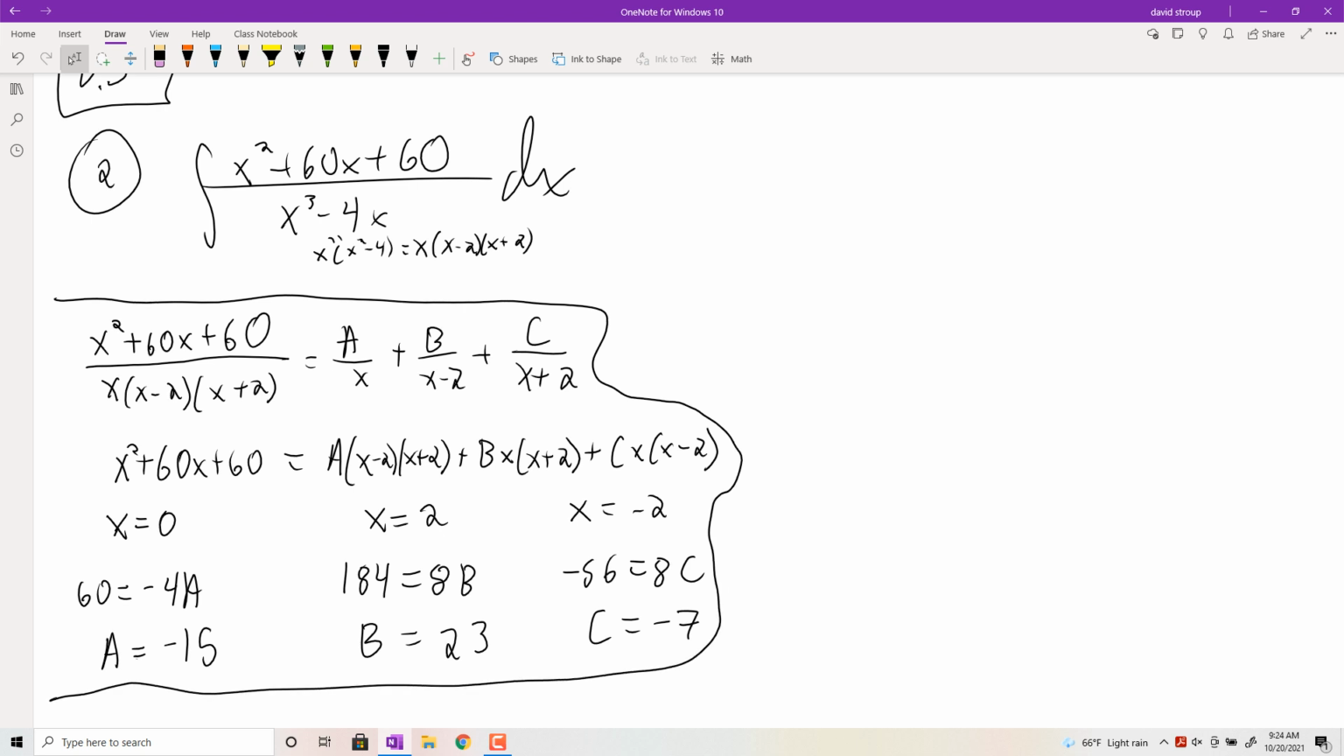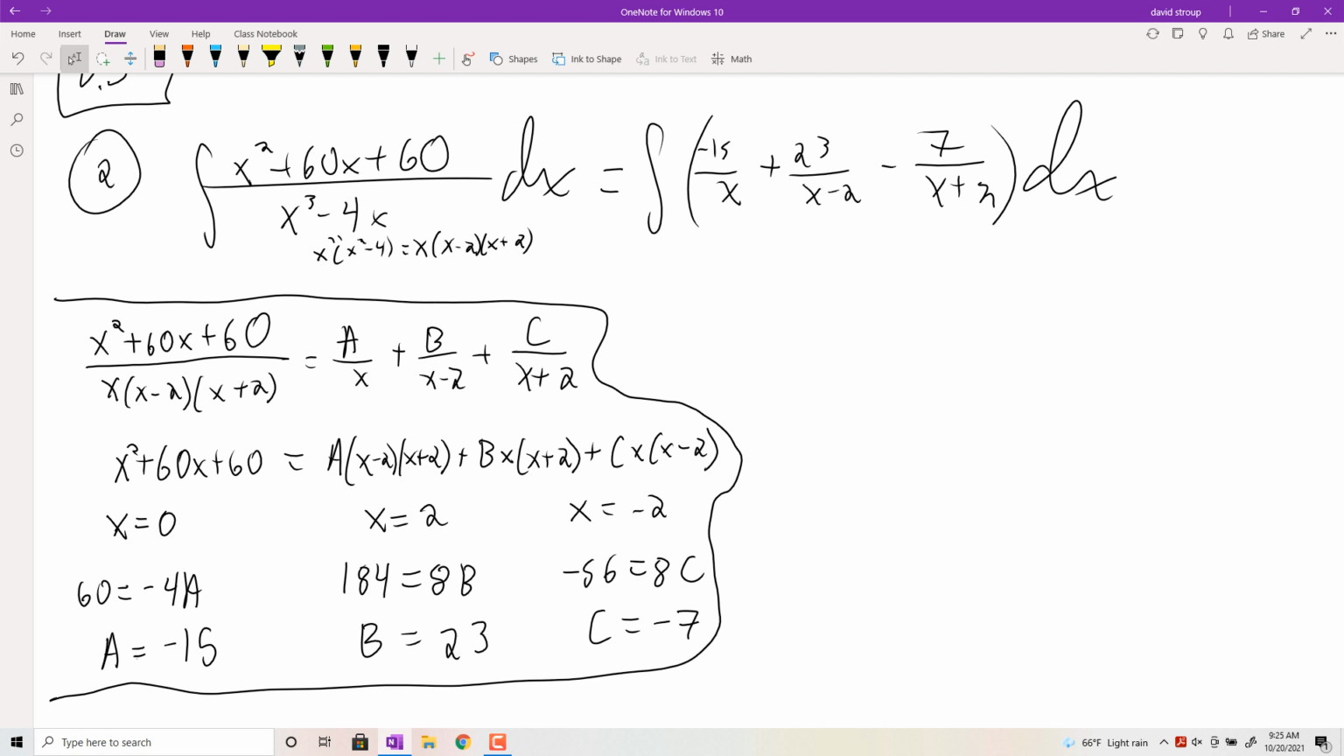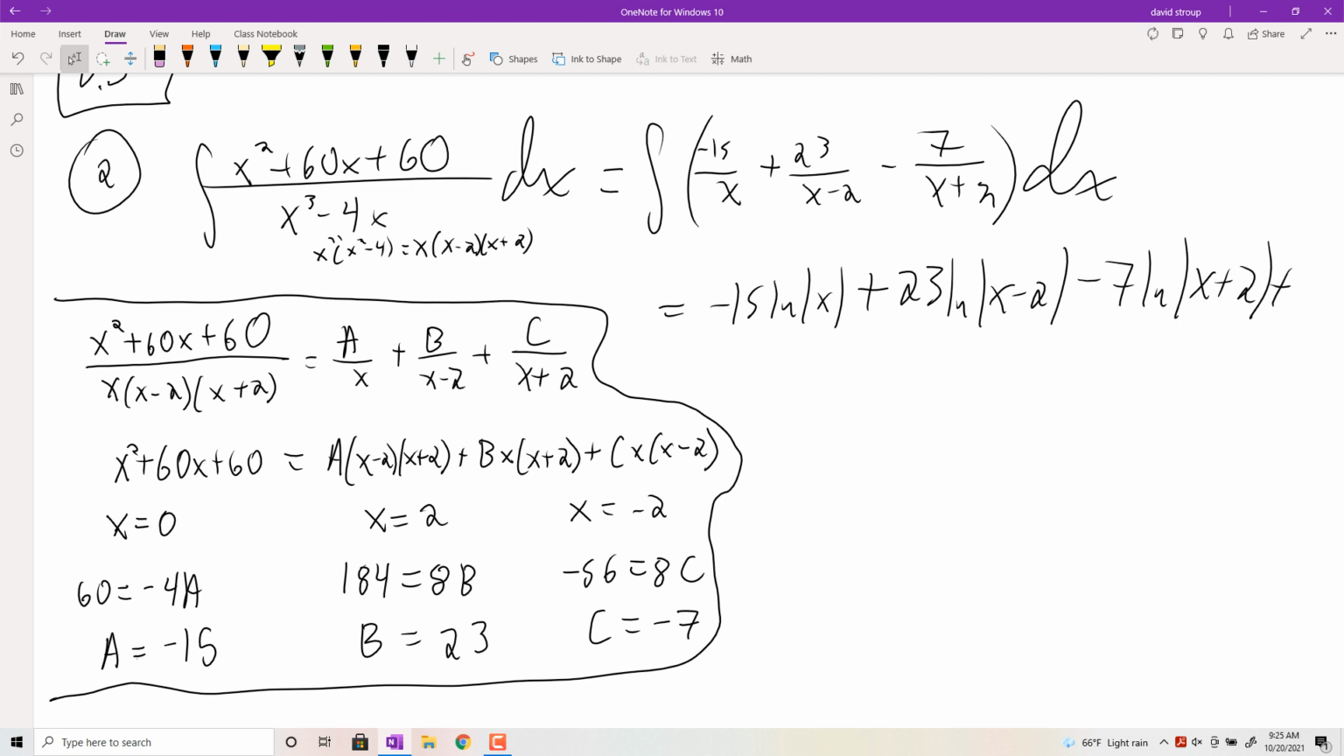Okay. After you do that, then we want to rewrite our integral. So I got negative 15 over x plus 23 all over x minus 2 minus 7 all over x plus 2 dx. And then these are just some natural logs, right? So negative 15 ln absolute value of x. You can do a u sub. It's not going to be necessary, though. 23 ln absolute value x minus 2 minus 7 ln absolute value x plus 2 plus c.